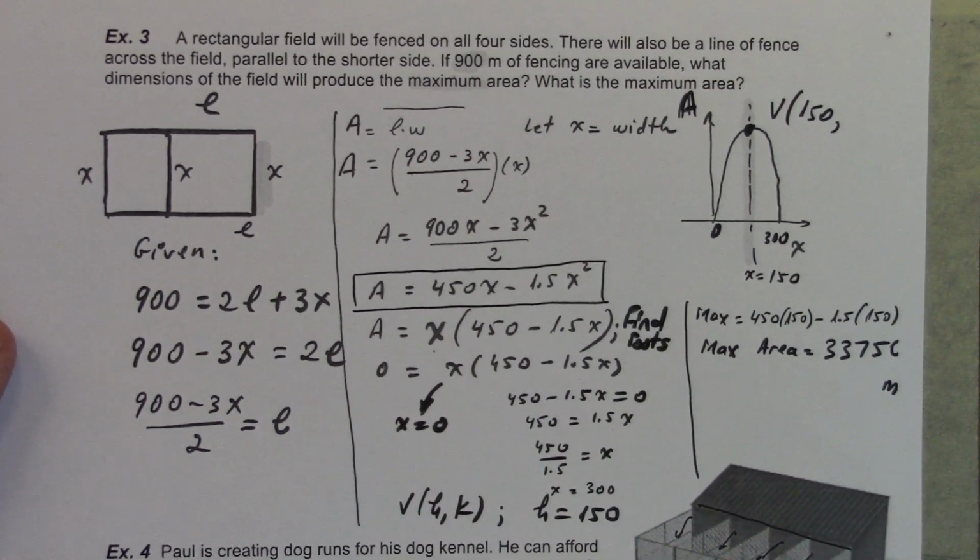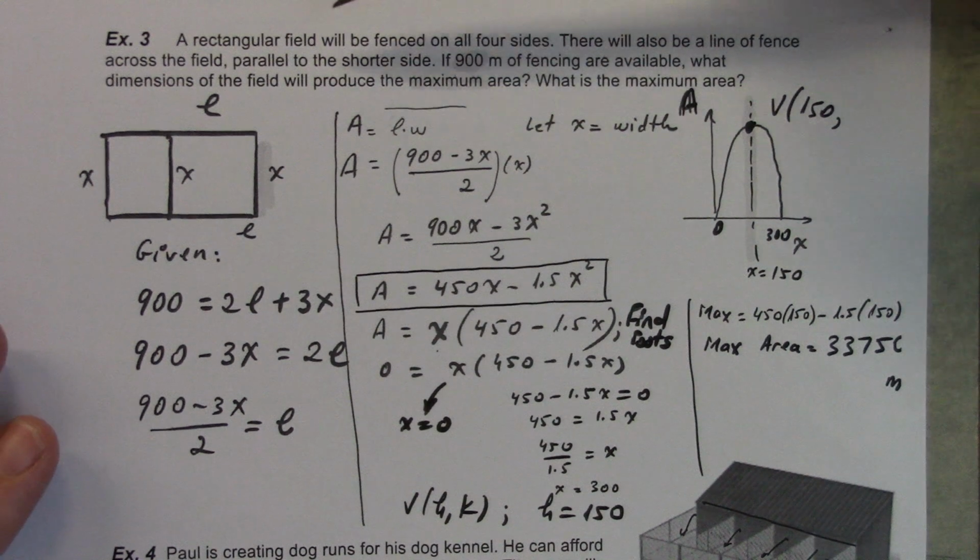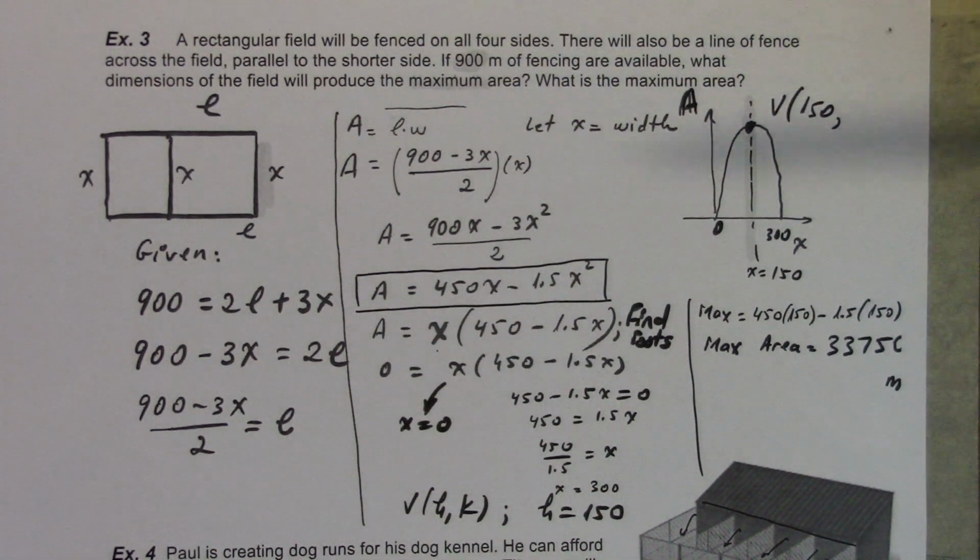All right. A rectangular field will be fenced on all 4 sides. So this is finally a question that you might actually use in real life. Let's say you work for a Pee-wee soccer league and you're setting up a field and they give you a bunch of rope and they say, give me the largest field you can with this rope. This is something you could actually use these equations for. Believe it or not, this is something that you could do.